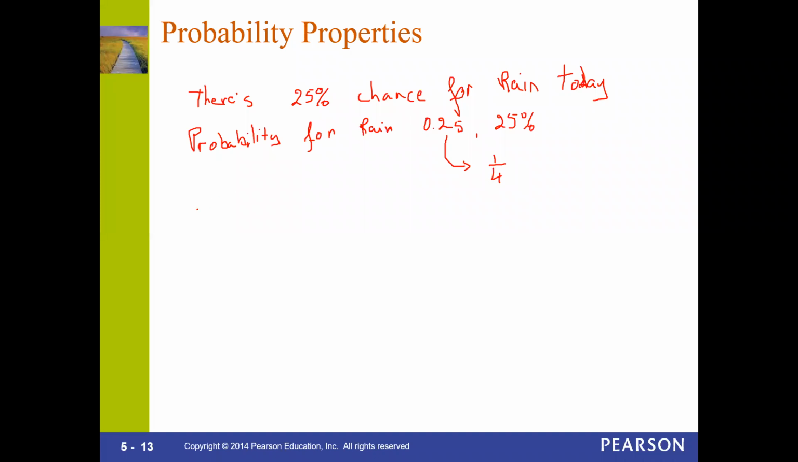Another way I can say probability of is to write P and put R for rain. That's probability for rain, or probability of R. We use R for rain.